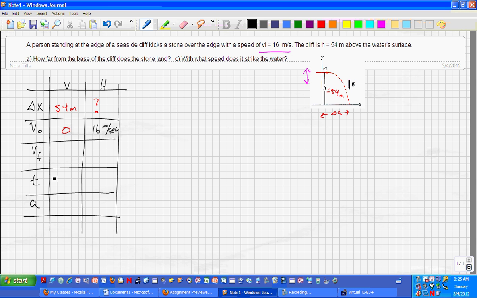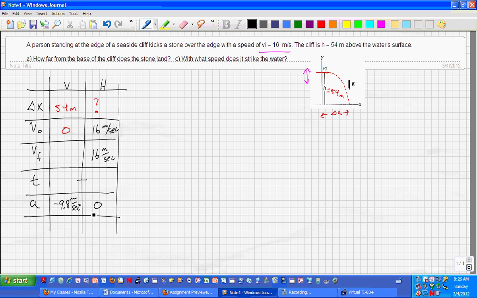V final for the vertical, we don't know. We're asked what speed it strikes the water with, and we'll talk about that in a little bit. Let's get part A done first. Horizontally, V final, since there is no acceleration in the horizontal direction, is still 16 meters per second. Acceleration here is 0. Time is going to be the same for both, and acceleration in the vertical is negative 9.8 meters per second squared.